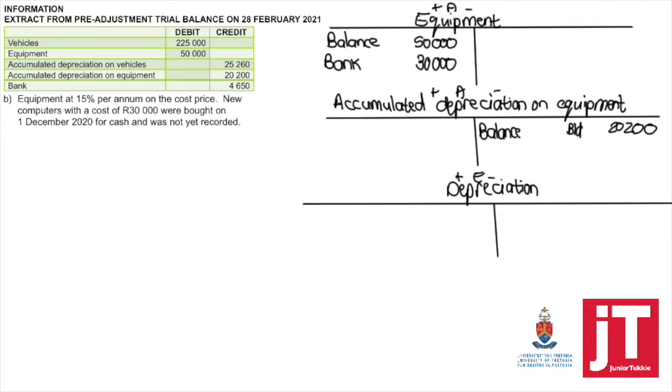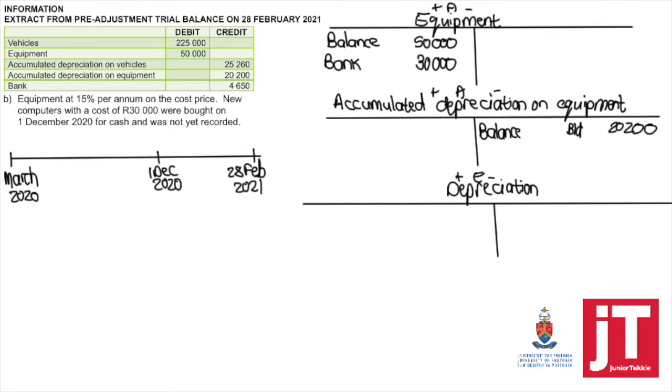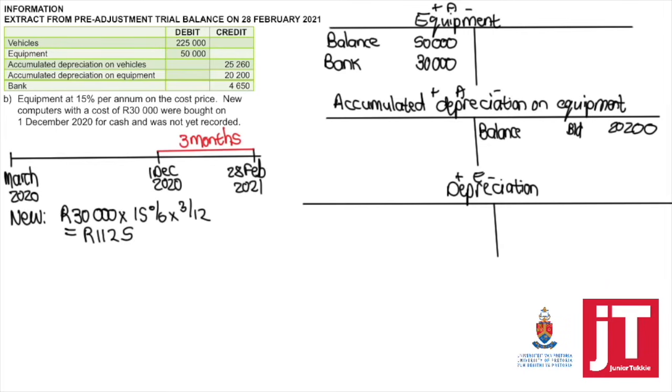Again, this is important because we need to calculate depreciation on the old and the new. So we need to get that balance correct. To calculate on the new, it was purchased on the 1st of December. So from the day we purchased until the end of the accounting period is 3 months. $30,000 cost times 15% times 3 over 12 equals the depreciation on the new. But now we're not done. On the old, we need to use the cost, $50,000, and times it by 15%.